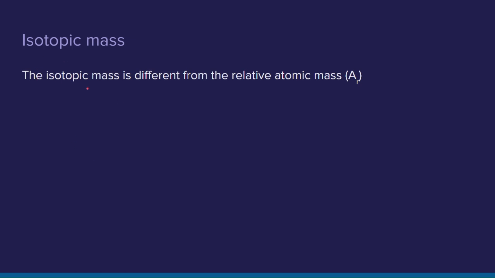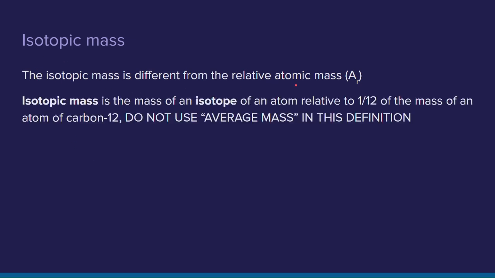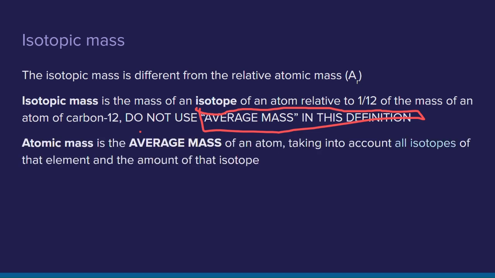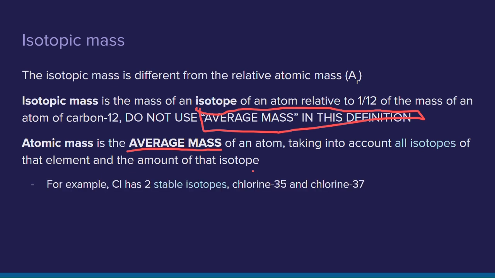So the isotopic mass is different from the relative atomic mass, because isotopic mass is the mass of a specific isotope, and it doesn't take into account the other isotopes. So do not use average mass in this definition, because you'll lose a lot of marks for that. Well, you won't lose a lot of marks, but you'll lose 1 mark, which is significant. And that is, of course, relative to a 12th of the atom of carbon-12. Atomic mass is where you use average mass of an atom, taking into account all isotopes of that element and the amount of that isotope, the relative abundance.